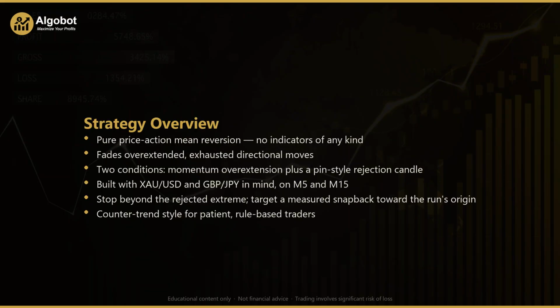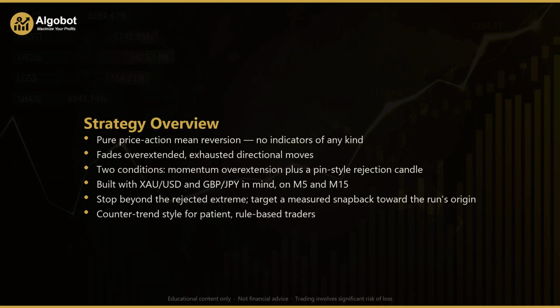At its core, the Overextension Snapback Reversal is a mean reversion strategy. Instead of riding a trend, it waits for a directional move to become stretched and tired, and then it positions for a snapback toward the average, a reversion to the mean. It's a counter-trend approach, which means it deliberately enters against the most recent push, but only at the moment that push shows clear signs of running out of momentum.